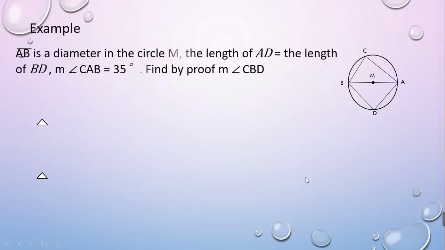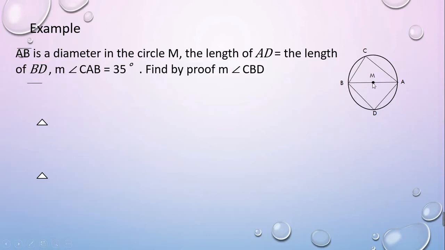Example 2. AB is a diameter, so we have two semicircles, and that means we may have inscribed angles. And the length of AD equals the length of BD, so we have here an isosceles triangle. Measure of the angle CAB is 35 degrees. Find with proof the measure of the angle CBD, these two angles together.